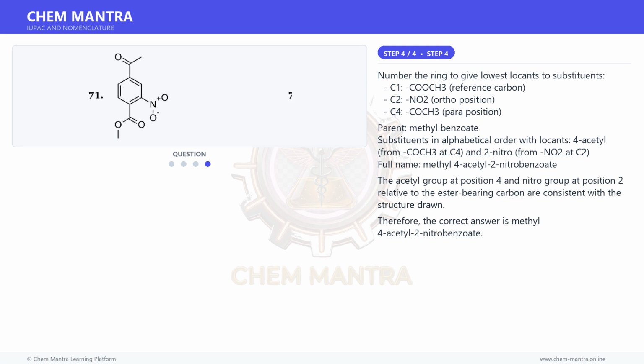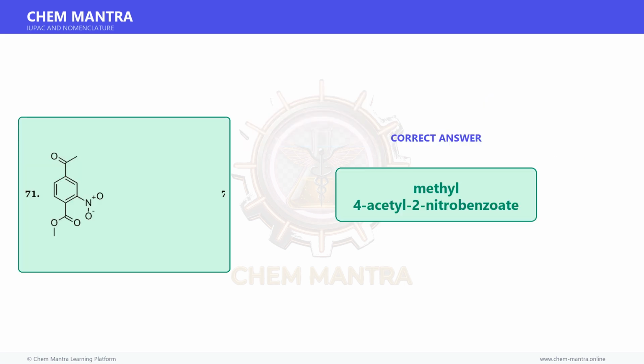The acetyl group at position 4 and nitro group at position 2 relative to the ester-bearing carbon are consistent with the structure drawn. Therefore, the correct answer is methyl 4-acetyl-2-nitrobenzoate. The correct answer is shown on screen.